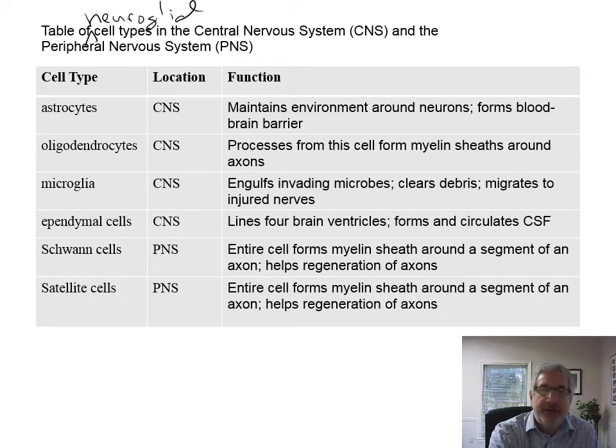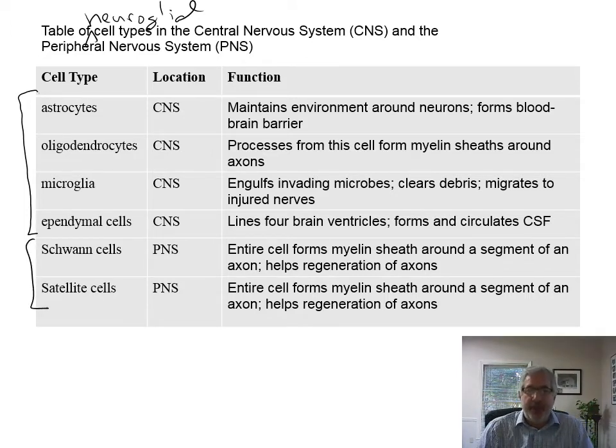Neuroglial cell types in the central nervous system and the peripheral nervous system. So here's the central nervous system ones, these four. And so this is the CNS. And then here's the PNS ones. So CNS, you have astrocytes, oligodendrocytes, microglia, and epidermal cells. And the PNS, you have Schwann cells and satellite cells. Next slide.